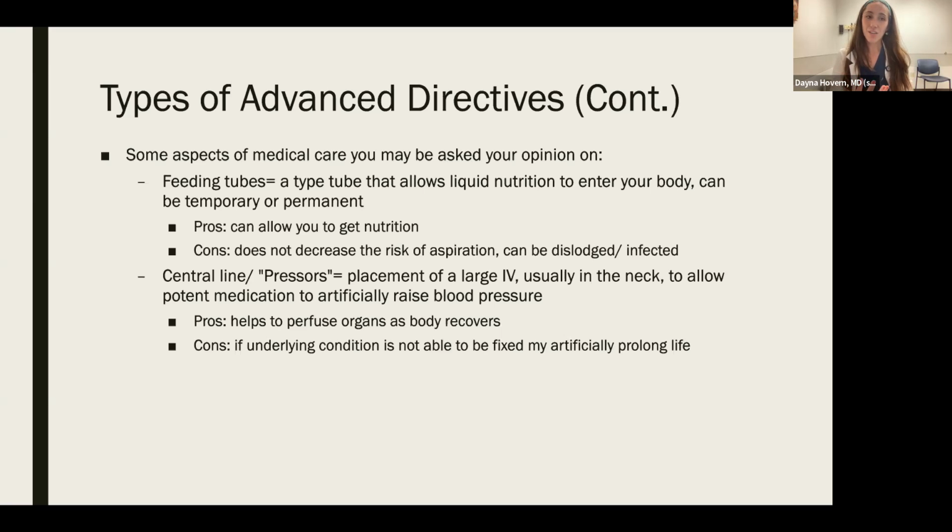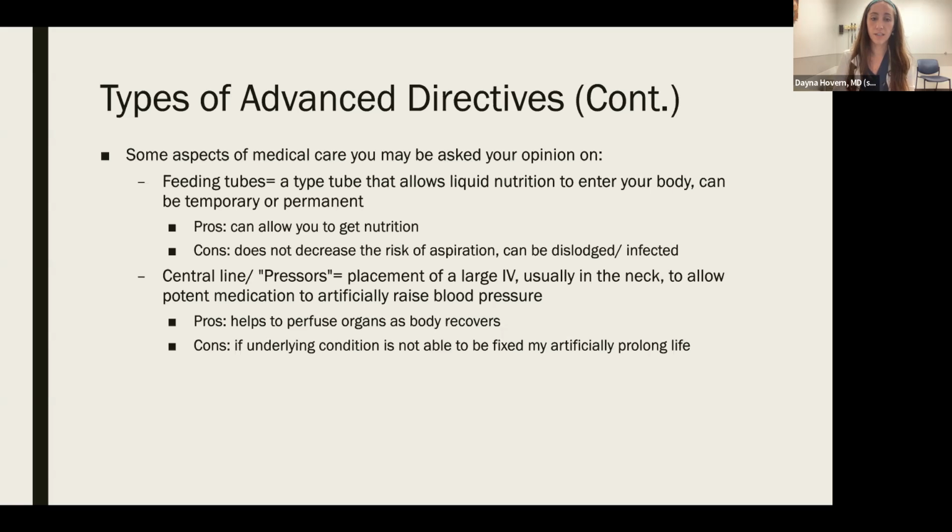Some other questions that you might be asked to answer on your living will are, what happens if we can't feed you? As people age, our swallowing muscles start to get weaker, and it can be easier for people to aspirate. That's when food, instead of going down our food pipe, our esophagus, into our stomach, can go down the wrong pipe, our windpipe, and into our lungs. And this can be dangerous because it can cause choking, and it can also cause infections. When people end up in the situation where they aren't able to eat safely, the discussion comes to if this person would want a feeding tube or not.